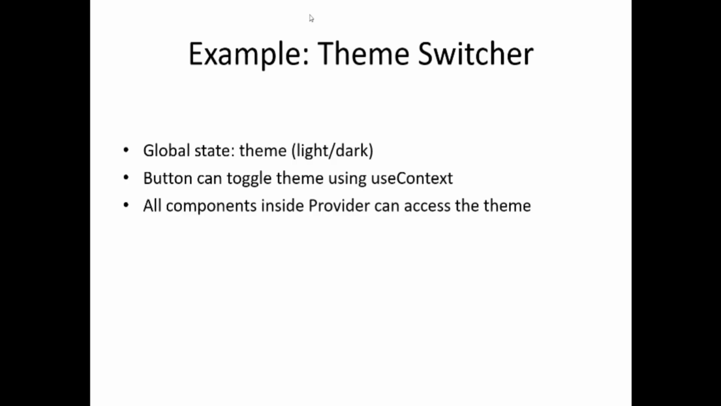Let's imagine a theme switcher app that toggles light and dark modes. The theme value is stored at the top level in a context provider. Components like a button or a toolbar can read and update the theme directly. No intermediate components need to pass the theme as props.